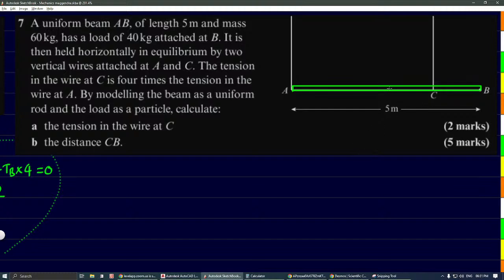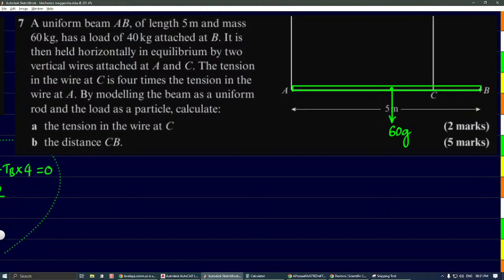So that mass, let us say it is acting here in the center. Mass is how much? 60 kg, no? Yes. So 60 G will be the downward force at the middle point. And then it has a load of 40 kg attached at B. It is then held horizontally in equilibrium by two vertical wires attached at A and C.